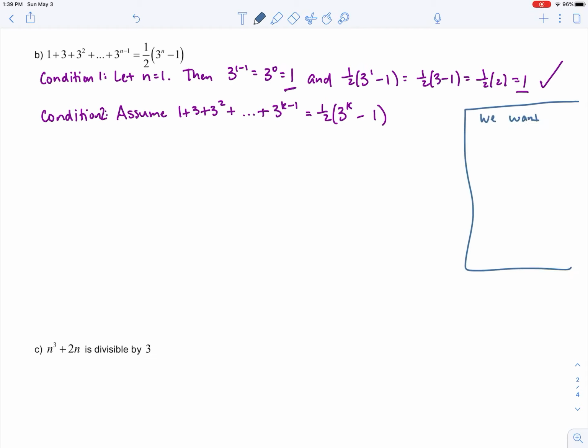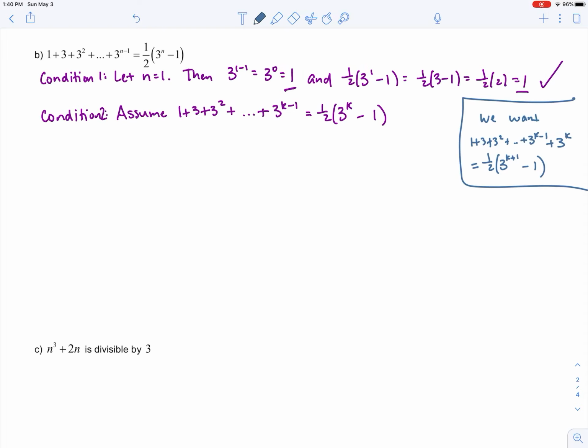We want, I'm going to replace n with k plus 1. 1 plus 3 plus 3 squared plus ... plus 3 to the k minus 1 plus 3 to the, okay, so k plus 1 minus 1 would just be k. So show that's equal to 1/2 times 3 to the k plus 1 minus 1. So we want to show this, that this follows from it being true for k.